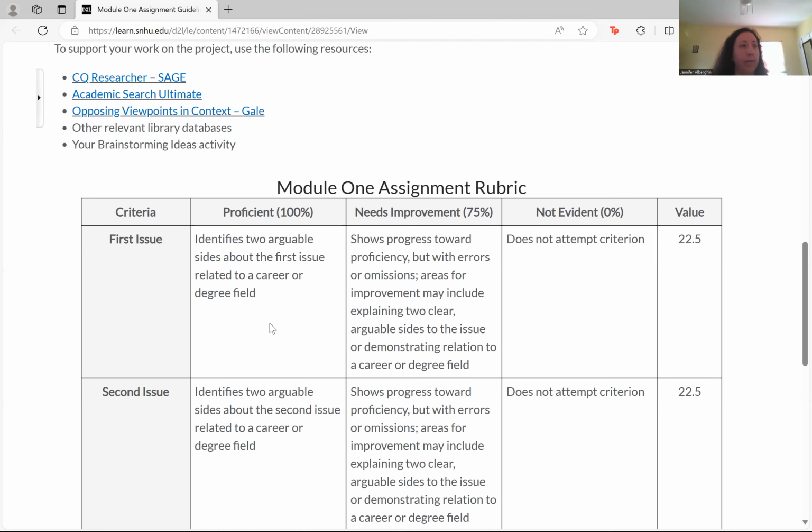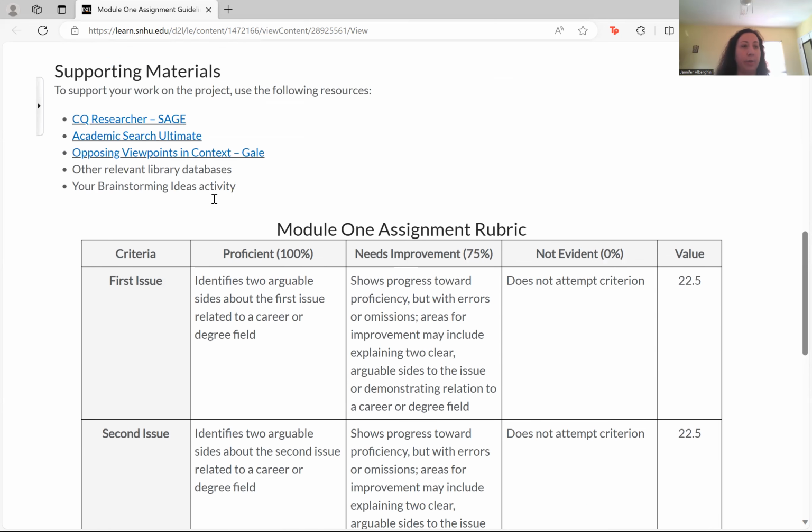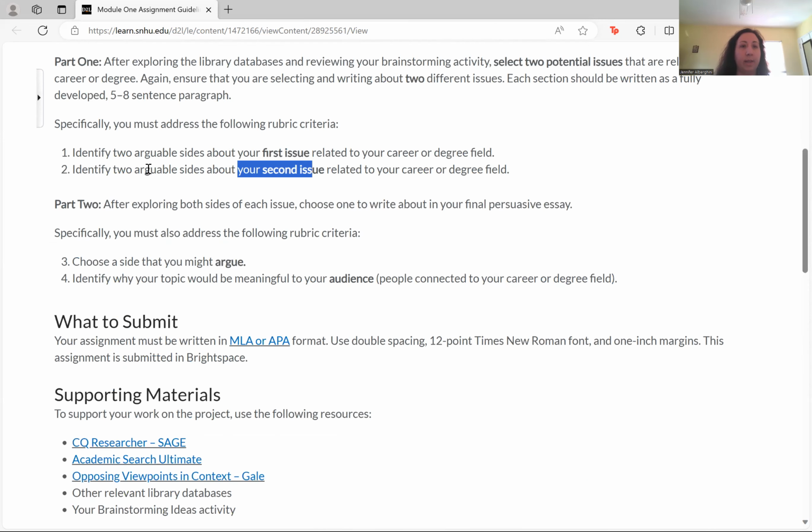The next category is the second issue. This is identical to the first issue, except it deals with a different topic. As I mentioned previously, this is a pre-writing activity, helping to narrow down what your topic is going to be for the projects. Again, this corresponds to a question in the prompt, in this case, question 2.